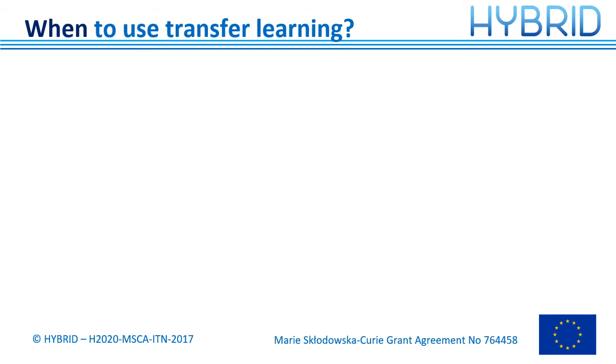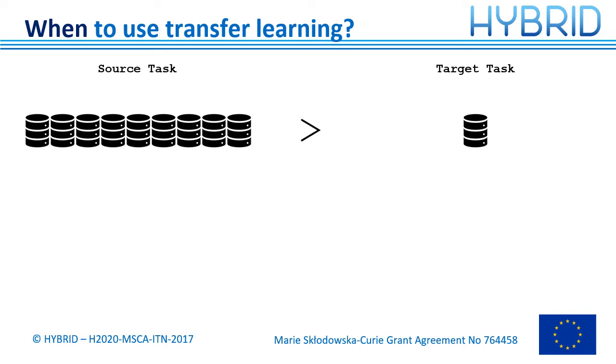When do we want to use transfer learning? So this goes a bit with the previous slide of why using transfer learning. So we will think of using it when we have a low amount of data in the target task, but a large amount of data in the source task. Another reason is when our source data and target data are similar.